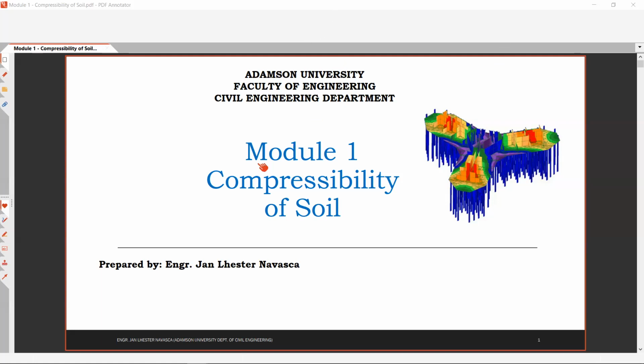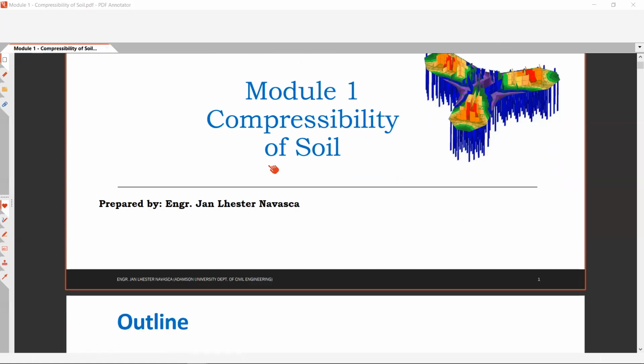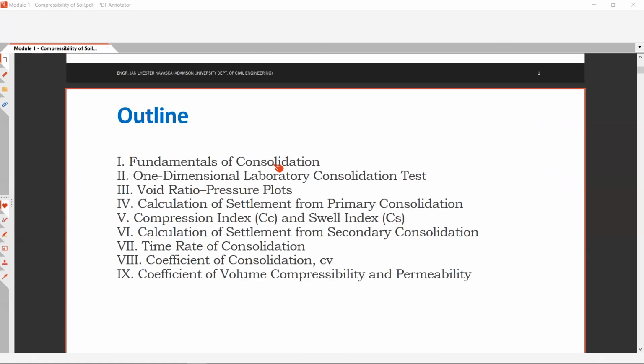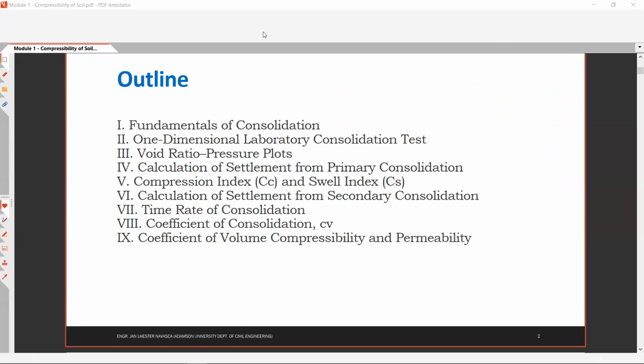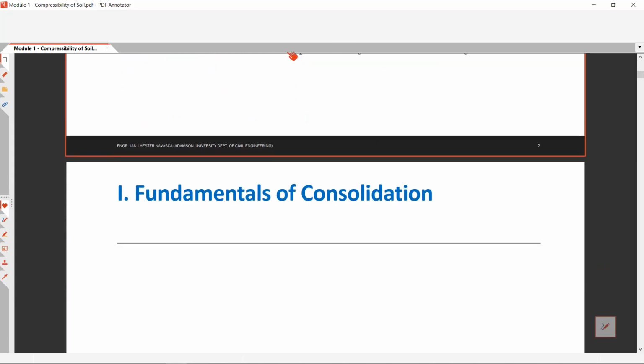Our first topic is compressibility of the soil. So the outline of our discussion: first is the fundamentals of consolidation. Number two is the one-dimensional laboratory consolidation test. Three is the void ratio and pressure plots. Four, calculation of settlement from primary consolidation. The compression index and the swell index. The calculation of settlement from secondary consolidation, time rate of consolidation, the coefficient of consolidation, and the coefficient of volume compressibility and permeability. Okay, so first dito tayo sa fundamentals of consolidation.